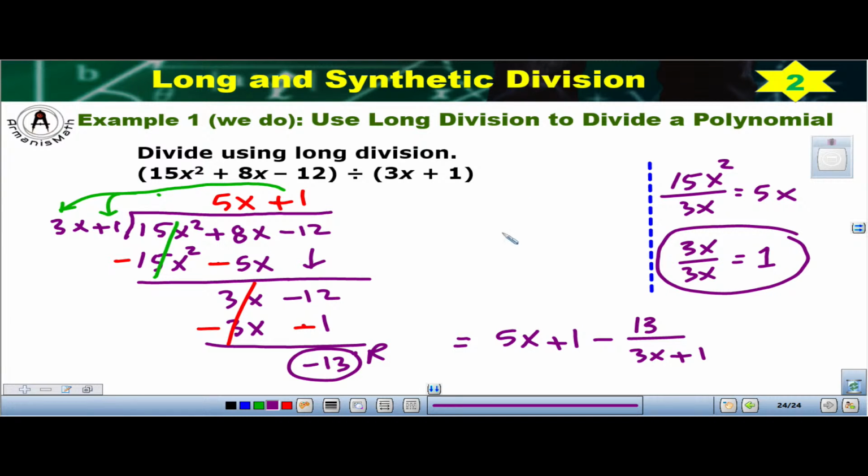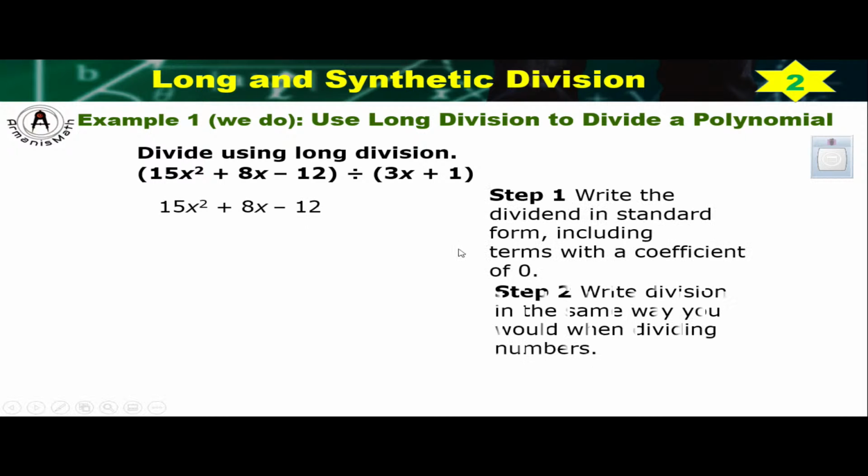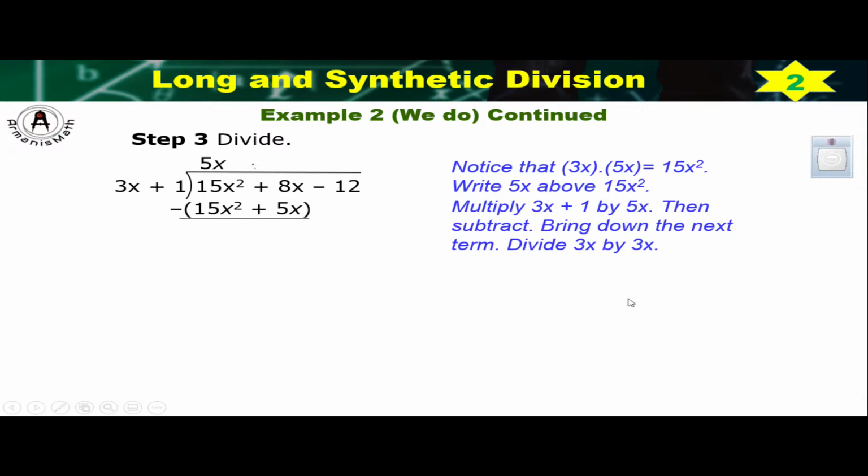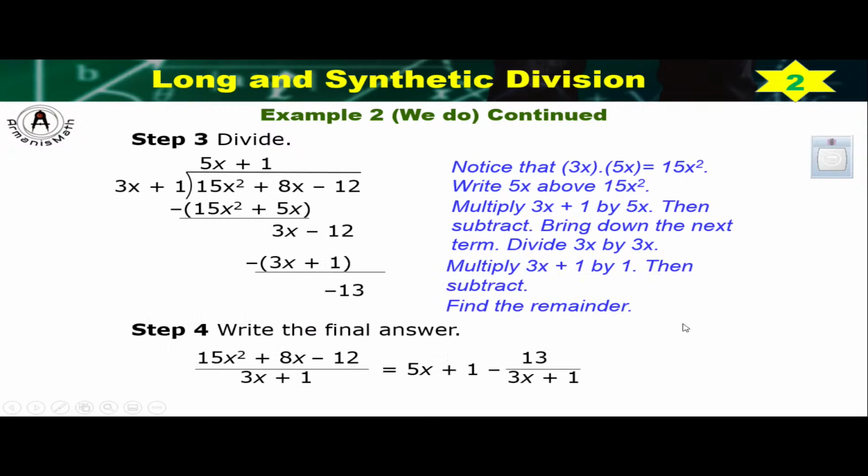Anyone have a question here before we move on? So here it is in printed form. I divide. Once I divide, the final answer should look like that.